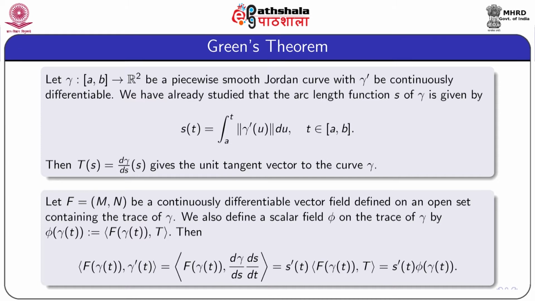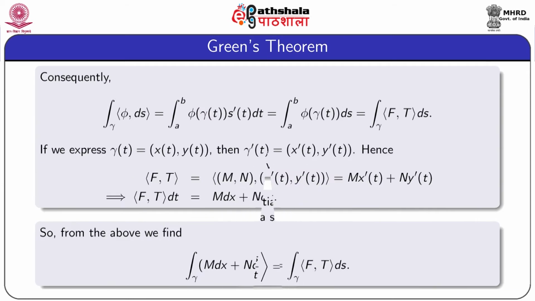Let F equal to (M, N) be a continuously differentiable vector field defined on an open set containing the trace of gamma. We also define a scalar field phi on the trace of gamma by phi of gamma(t) defined by the inner product of F(gamma(t)) and T. Then we can check that the inner product of F(gamma(t)) and gamma dash (t) equals s dash (t) phi(gamma(t)). Consequently, the line integral over gamma of phi ds equals the line integral over gamma of F·T ds.